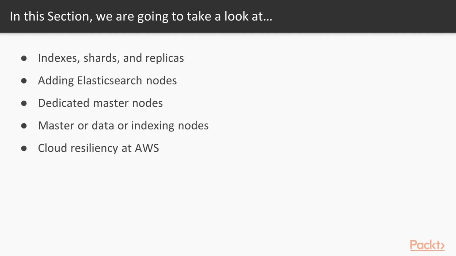We'll add Elasticsearch nodes. Then we'll talk about the different types of nodes, starting with a master node, and we'll make a dedicated master node. And then we'll look at how we can make some nodes master eligible, how to have data-specific nodes as well as index-specific nodes. Then we'll look at some cloud offerings for Elasticsearch. We'll build some resiliency using AWS as well as Elastic's offering.